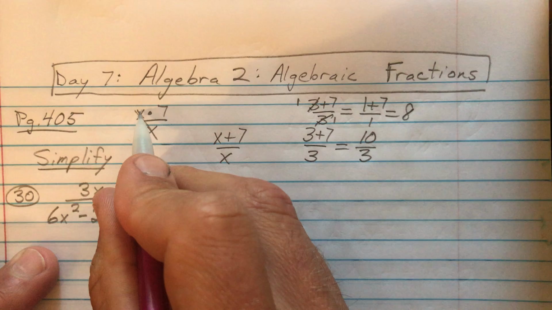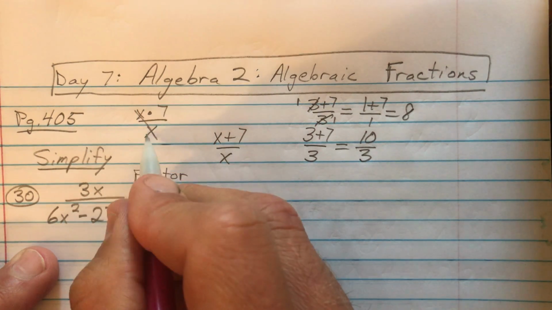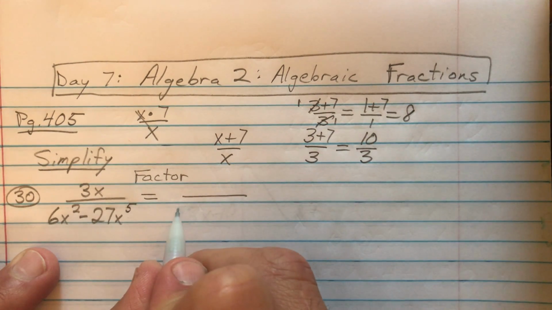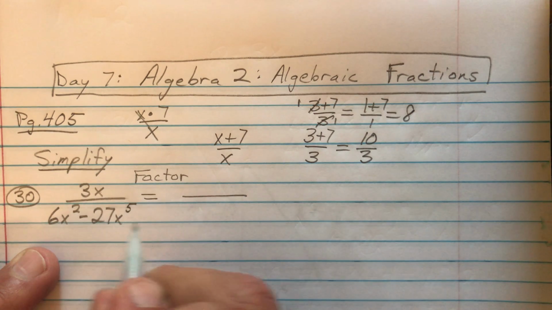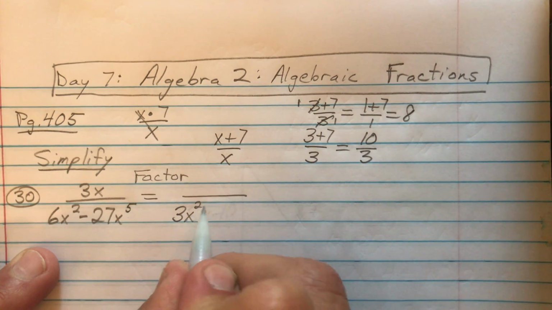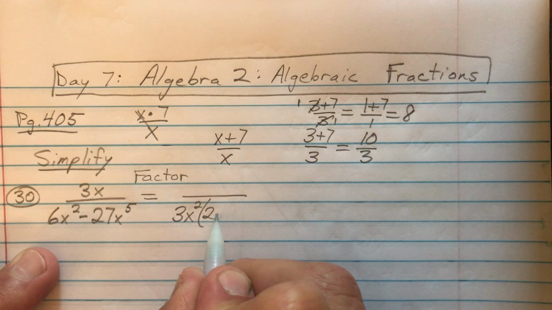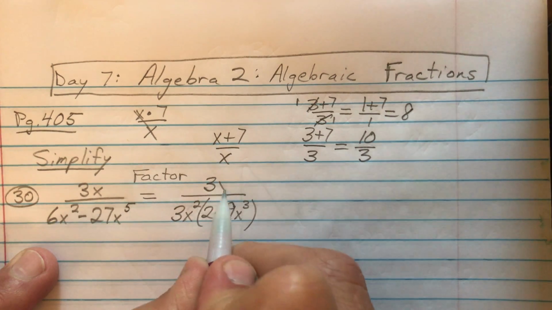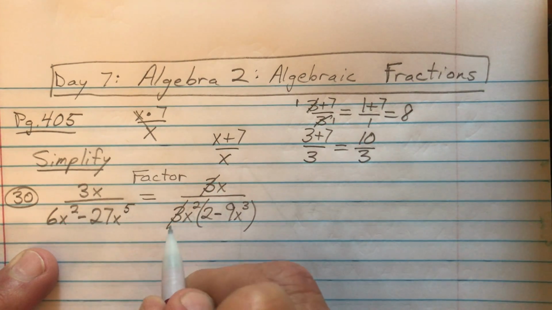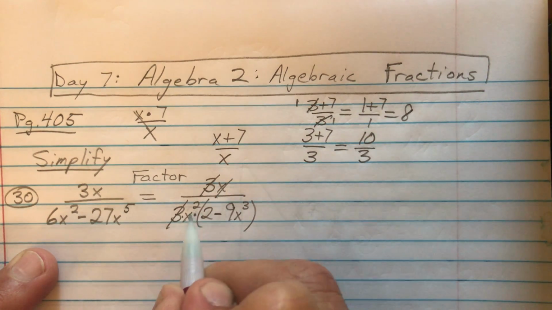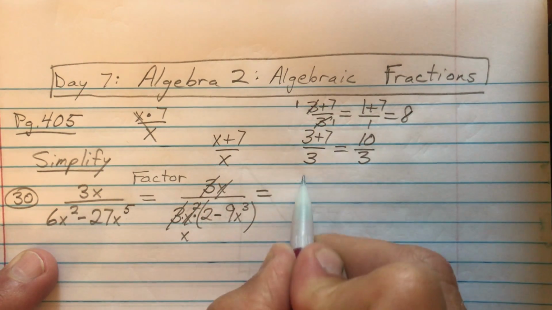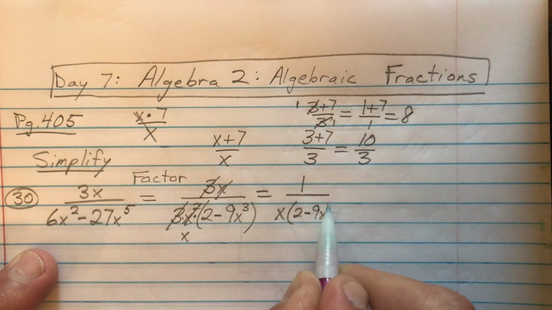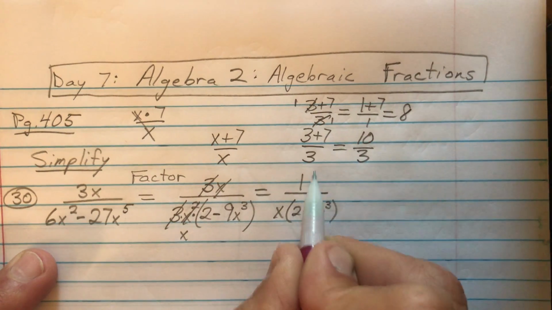If x was 3, 21 over 3 is the same thing as canceling out these 3's and getting 7 over 1. So I'm going to factor a GCF of 3x squared out of the denominator. 3x squared leaves me with 2 minus 9x cubed over 3x. So this 3 and this 3 can cancel again because this is multiplication, and this x and one of these x's can cancel. So I'm left with a 1 in the numerator and x times 2 minus 9x cubed in the denominator.